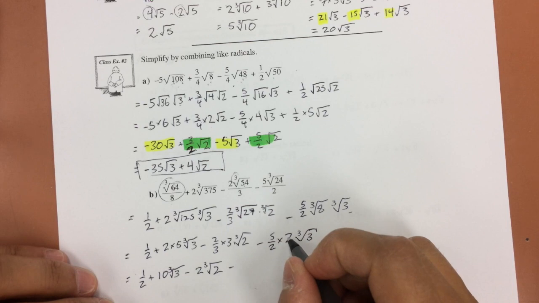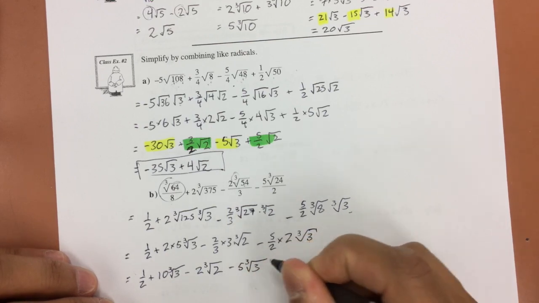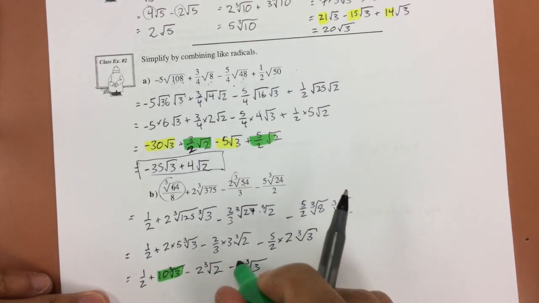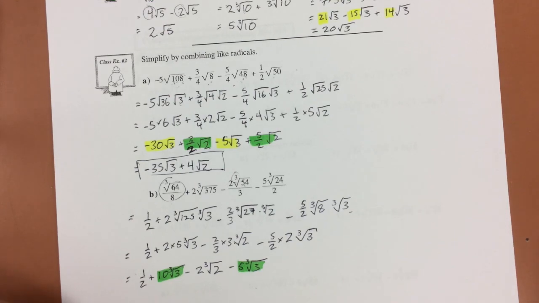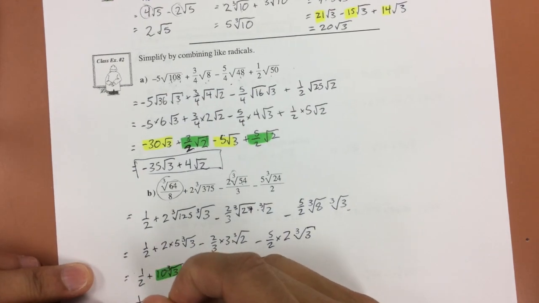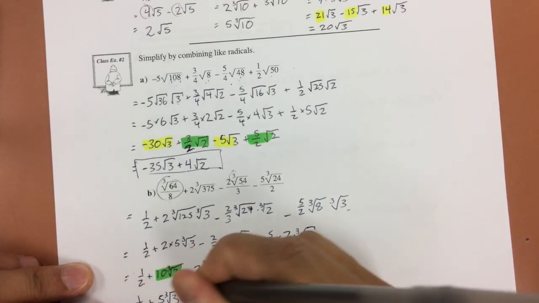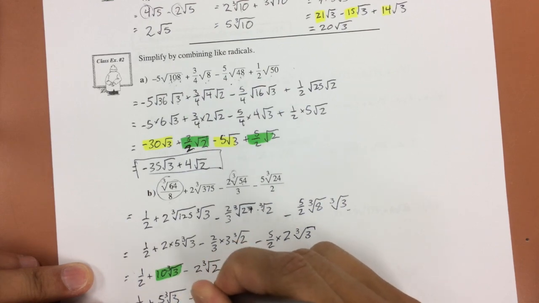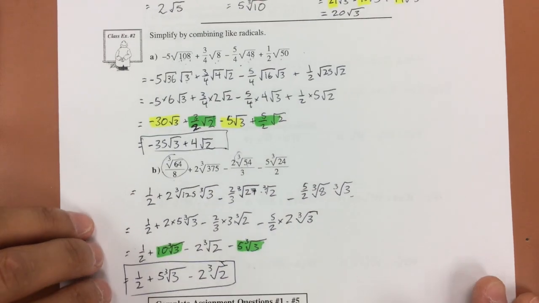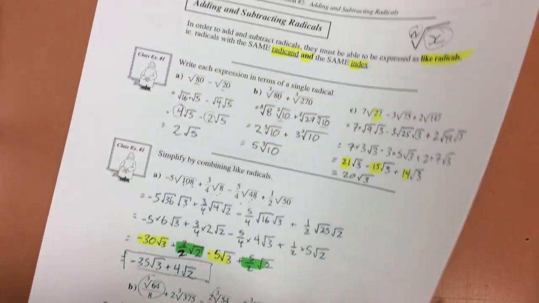minus 5/2 times 2 is 10 divided by 2 is going to be 5 cube root 3, and I can combine my like terms. Like terms are going to be whatever is a square root or cube root 3, and I'm left with 1/2 plus 10 minus 5 is 5 cube root 3 minus 2 cube root 2, and this is my final answer. All right, next question.